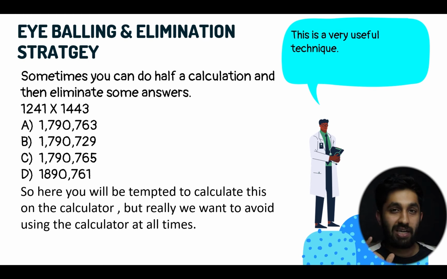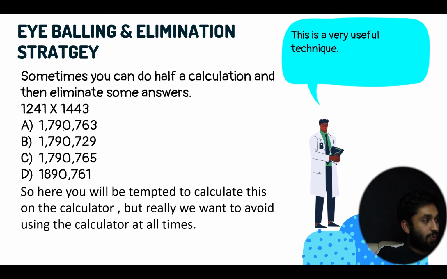Now, sometimes you can do a bit or half a calculation and then eliminate some answers. So 1241 multiplied by 1443, how do you do that in your head? You don't. Do you do that on the calculator? Sometimes you might want to, sometimes you might not. It's totally up to you, but this is usually a question we all do on a calculator. But let's say you were running out of time, your heart's beating, you're panicking, you're sweating, and you've got 10 seconds. Opening up the calculator will probably take around 5, and plugging in the numbers will probably take another 5, and then time's over and you've lost your mark. But this is what you do.